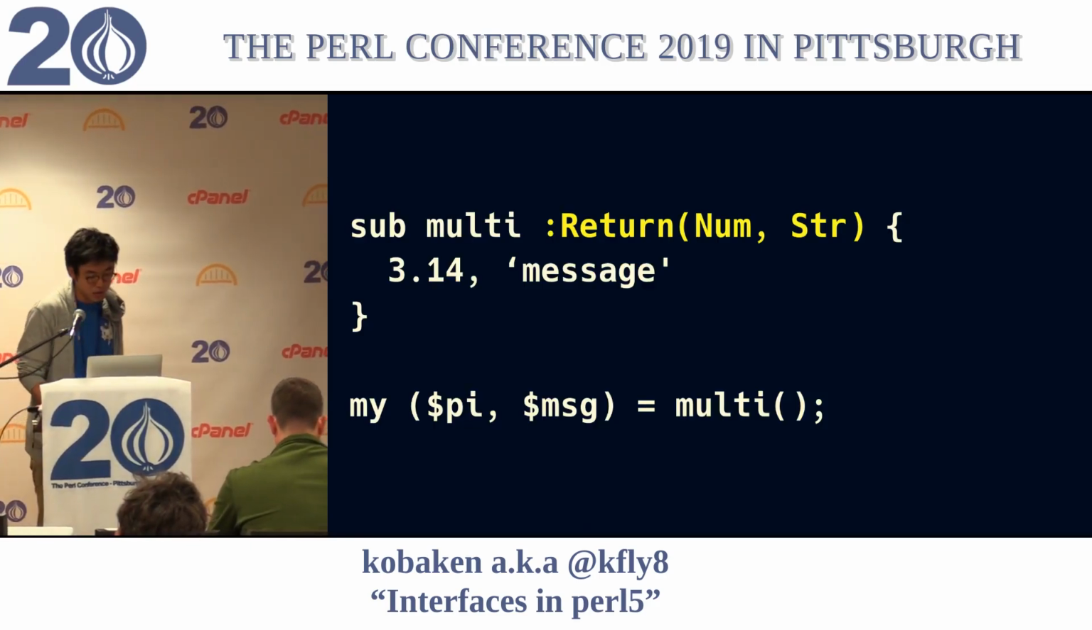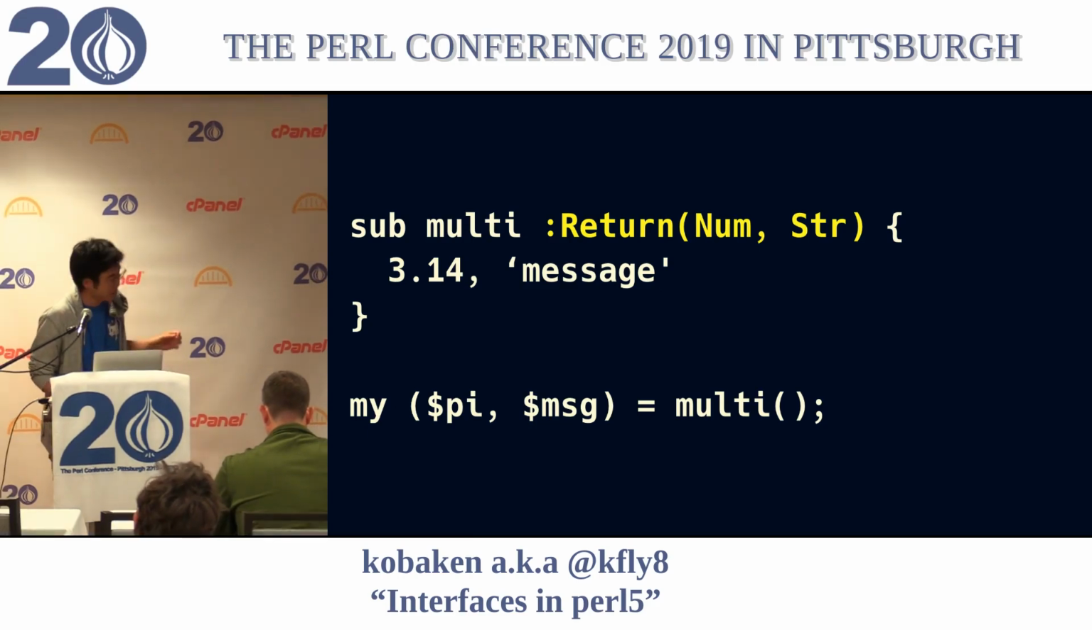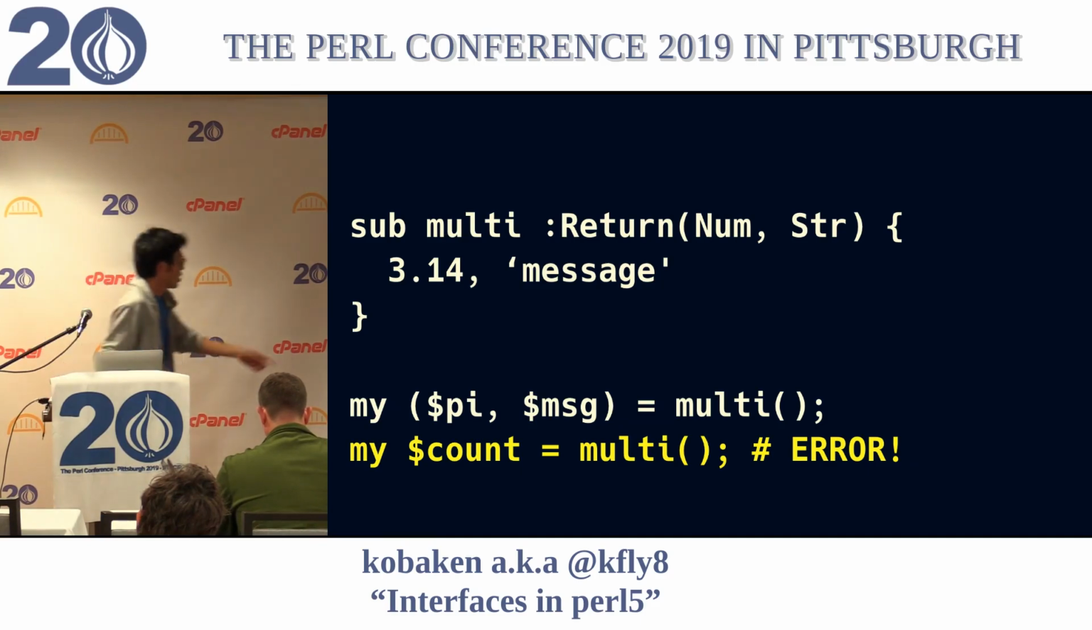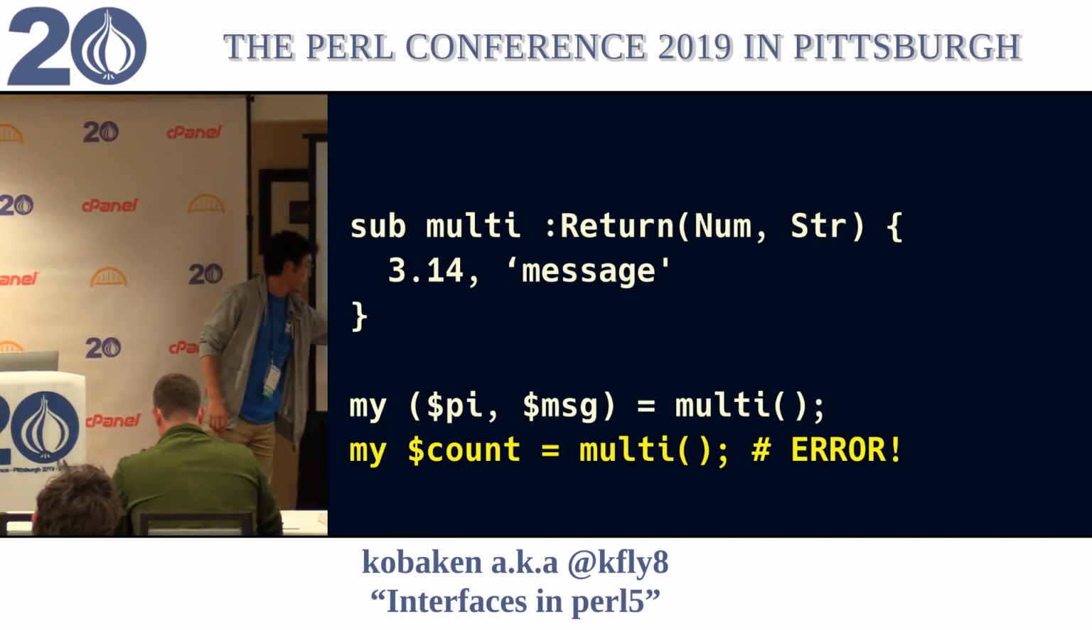So more details on function returns. We can specify multiple return value types, for example a number and a string. This module enforces list context to simplify. So this is scalar context, so we get an error.